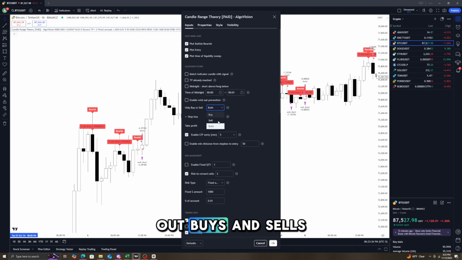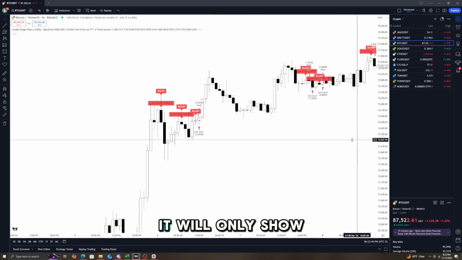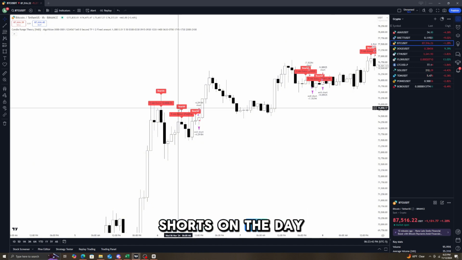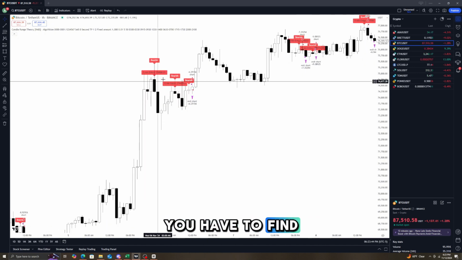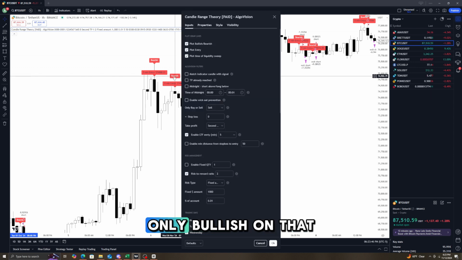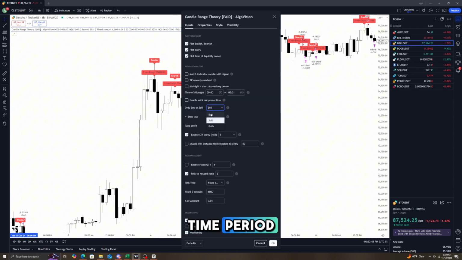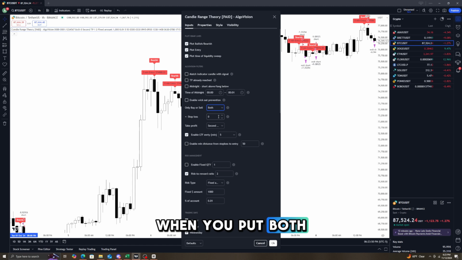You could filter out buys and sells for a bias. So if you only wanted to short one day, it will only show shorts on the day or whatever time period you have defined. And it will only show longs if you were only bullish on that time period you have defined. And then you can put both back on.